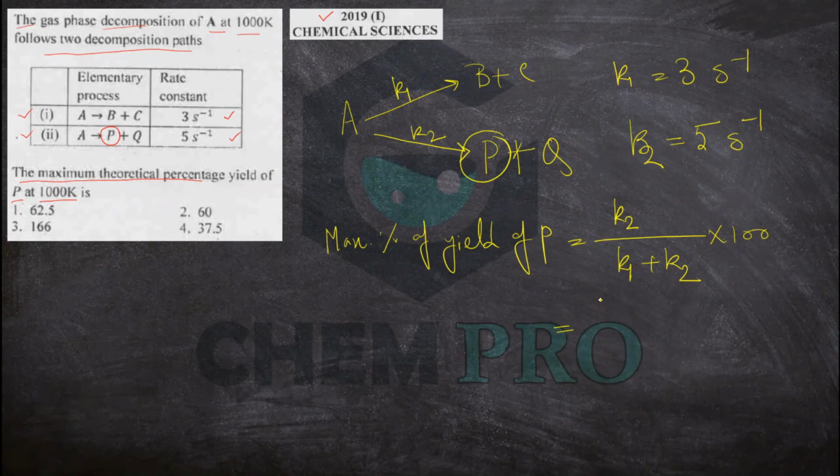It will be very easy: K2 is 5, by 3 plus 5, into 100, and the answer will be 62.5. Okay, 62.5 is the maximum percentage yield of P. Then the correct answer will be option 1. Okay, 62.5, this is the correct one.